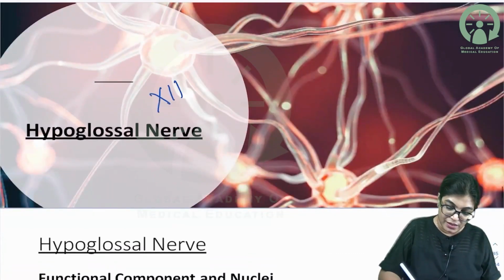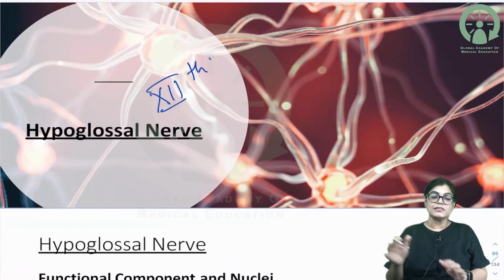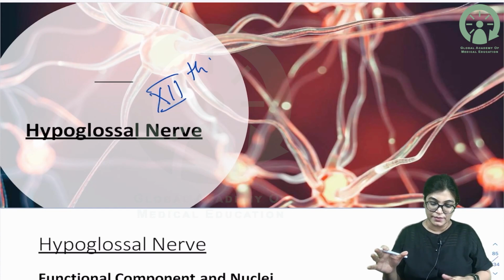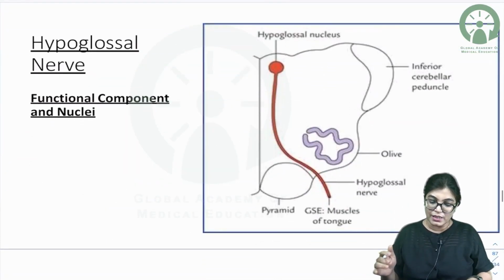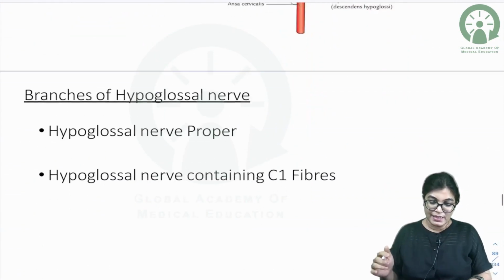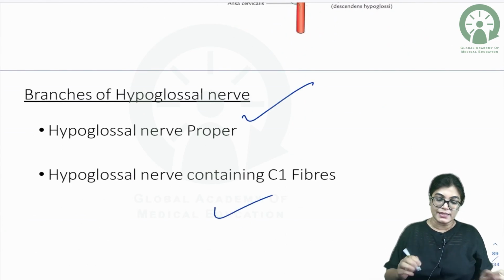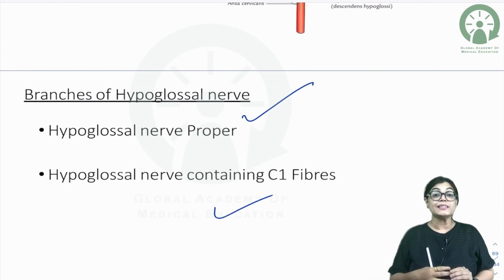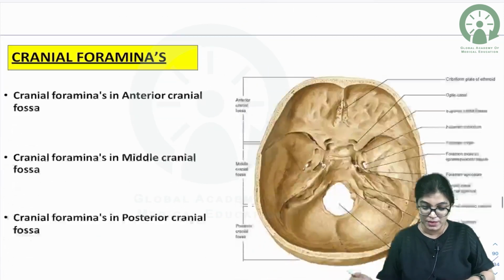The hypoglossal nerve is the 12th nerve, and you already know all the tongue muscles get innervation from the hypoglossal nerve. Now, the hypoglossal nerve gives two branches: one is the hypoglossal nerve proper and one contains C1 fibers. We know that the hypoglossal nerve containing C1 fibers also innervates the thyrohyoid muscle.